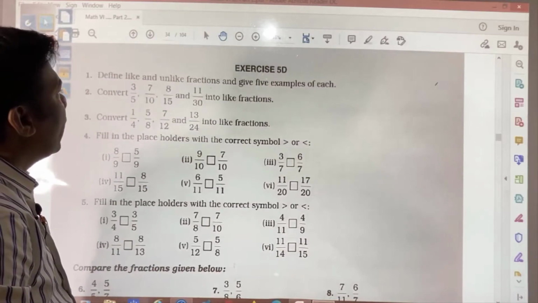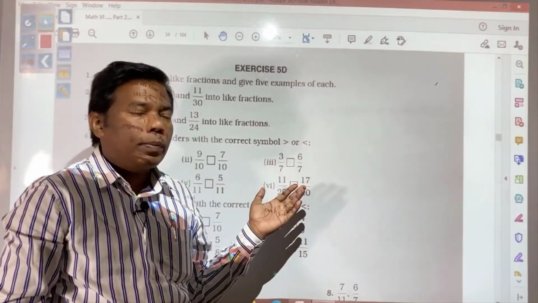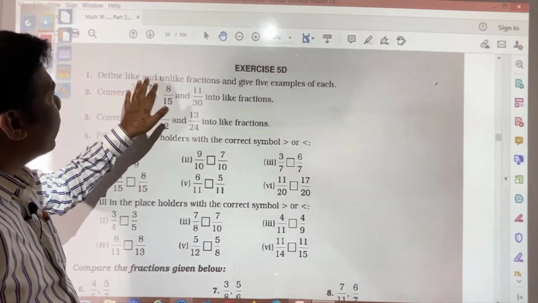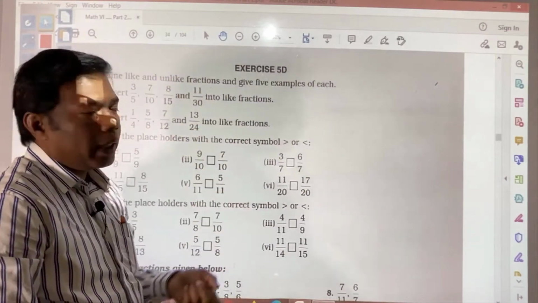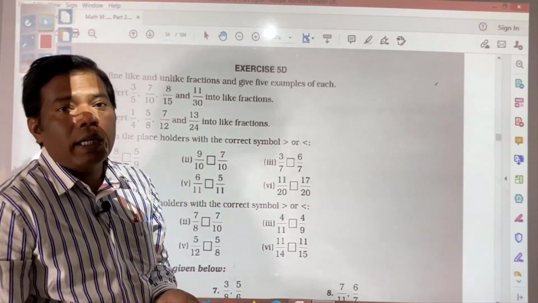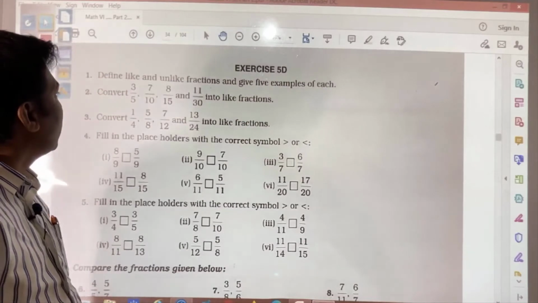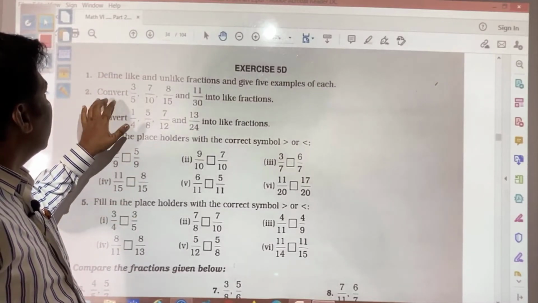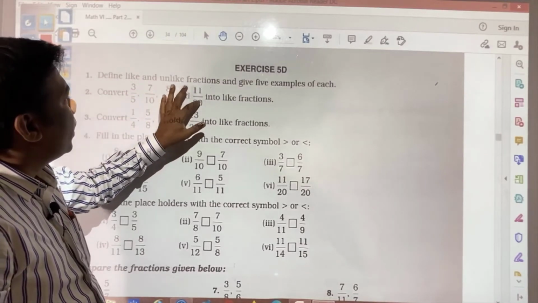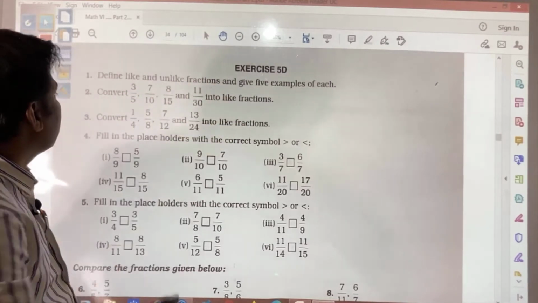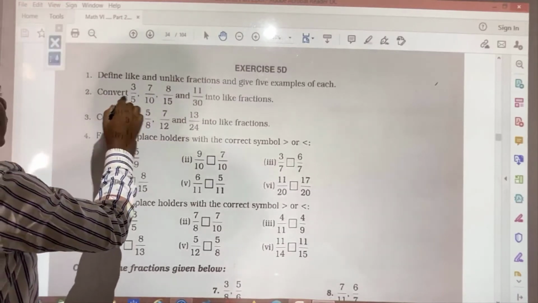Define like and unlike fractions and give 5 examples of each. Already I have explained how it is to be done. Like fractions are those having equal denominators, unlike fractions are those having unequal denominators. You need to give 5 examples, so I hope you will be able to do it. Here you see, convert 3 by 5, 7 by 10, 8 by 15 and 11 by 30 into like fractions. Already I have made you understand one example.